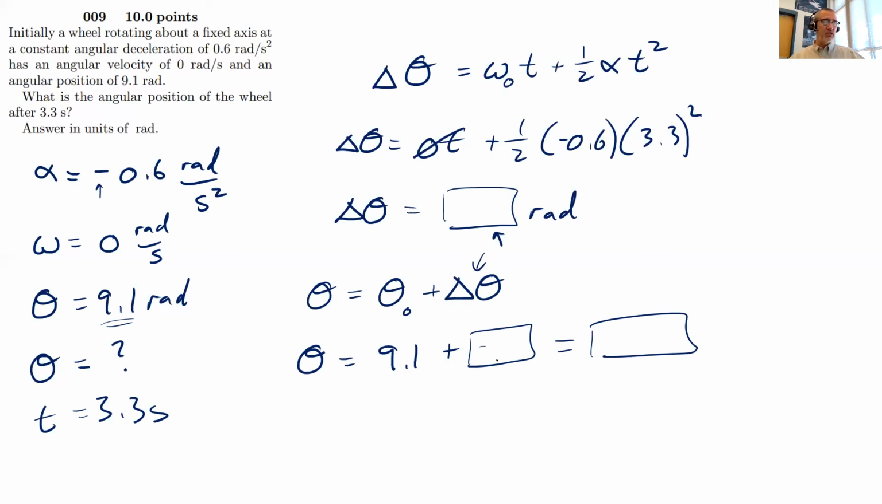So if that change was negative 20, then I'd wind up at about negative 11 or so. So just be very careful. This is a positive value, and then you're adding a negative value. So you're basically subtracting that value to get your final angular position.